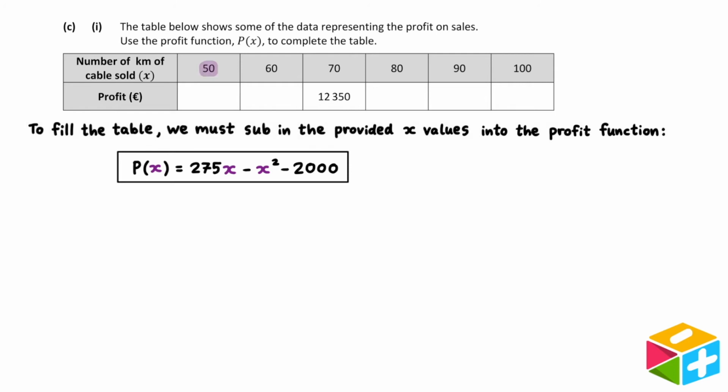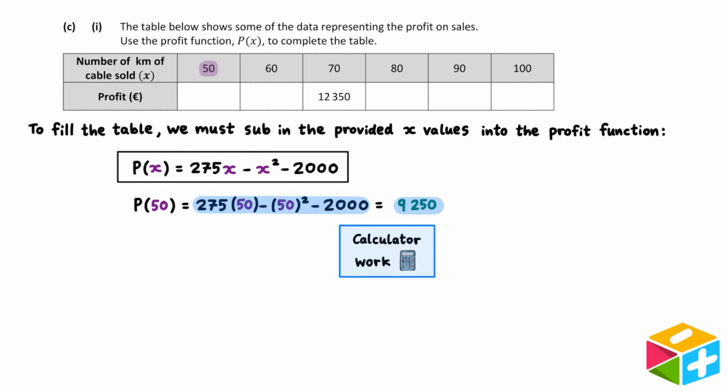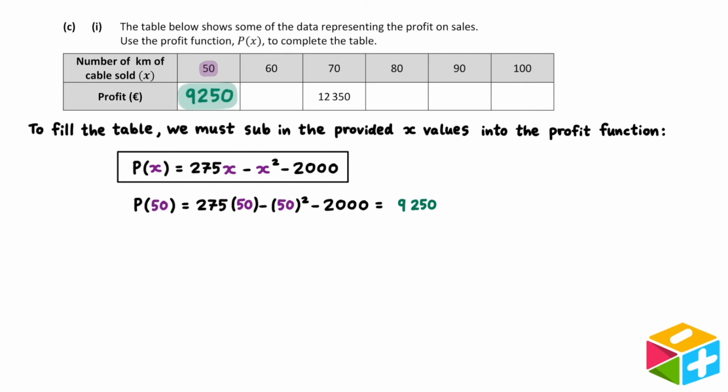The first x value we are given is 50. So we should sub in x equals 50 into our function. In other words, everywhere we see an x, we should replace it with a 50. Our answer here is 9,250. So the profit when we sell 50 kilometers of cable is 9,250.